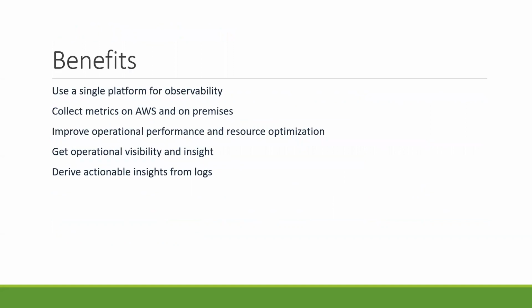So what are the benefits? We use a single platform for observability. We need not use multiple platforms. We can collect the metrics on AWS as well as on premises also. So it improves operational performance and resource optimization. And it also helps us to get operational visibility and insight, and it also derives actionable insights from the logs.